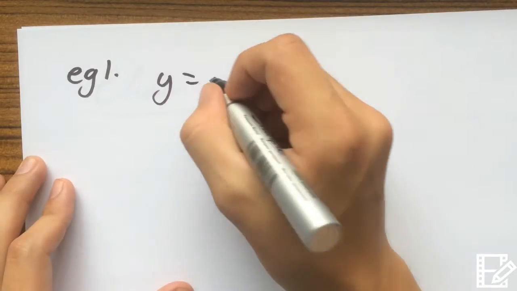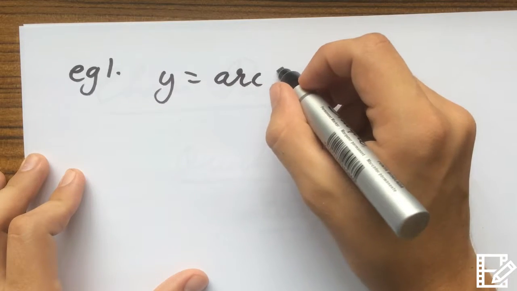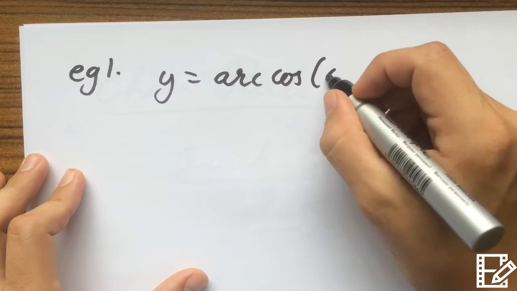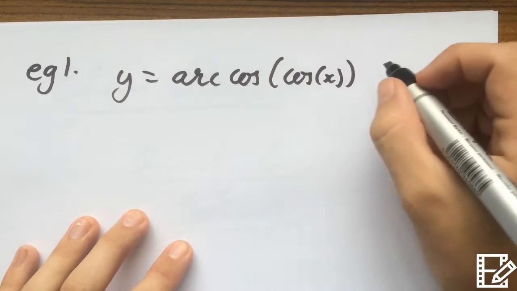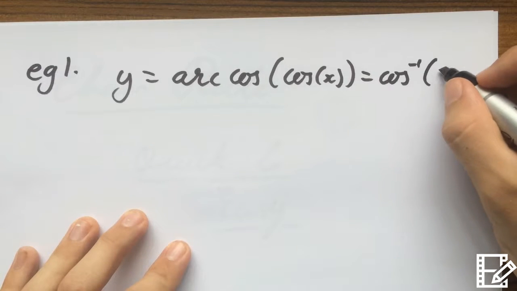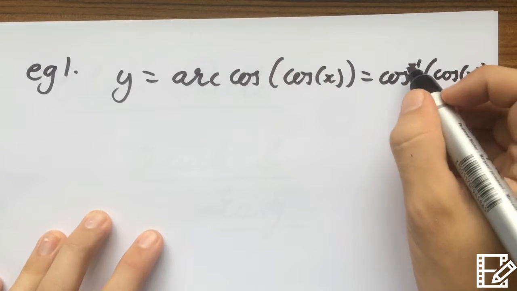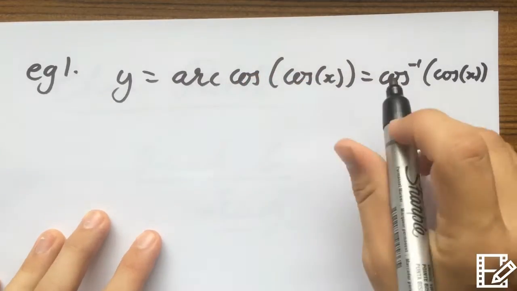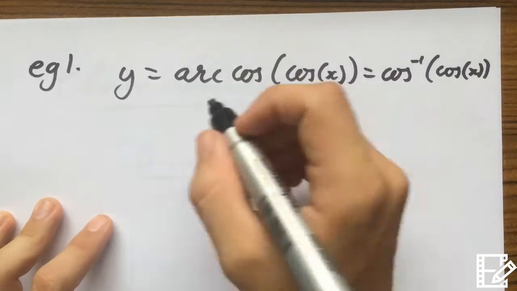We have a function y equals arc cos of cos x. Now this is the same as saying cos to the power of -1 and cos x inside. This -1 and the arc at the front is the same thing. These mean the same things, they're just written different ways.